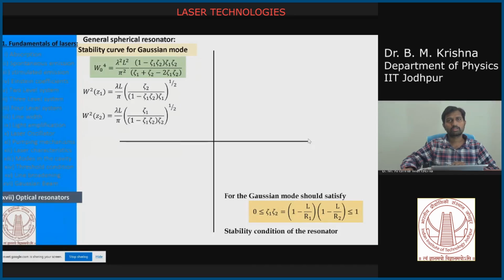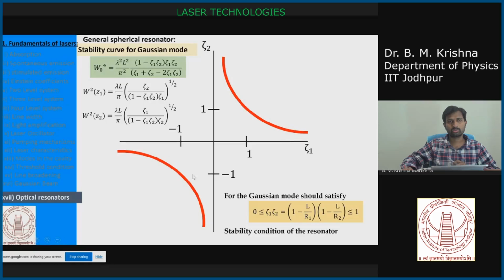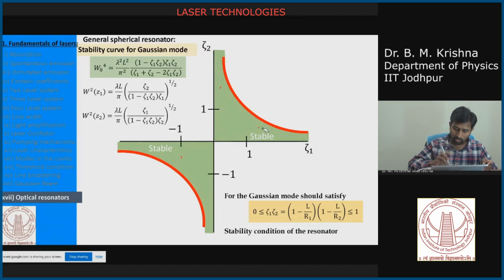Okay, so now we are trying to plot zeta 1 versus zeta 2, and these are the positions of 1, 1, minus 1 and minus 1 on this axis. These two curves will define the boundary of stable and unstable conditions. The area which is covered in green color contains the stable resonators, if zeta 1 and zeta 2 fall within the 0 to 1 region. You take any point within this green region, these are all stable conditions.